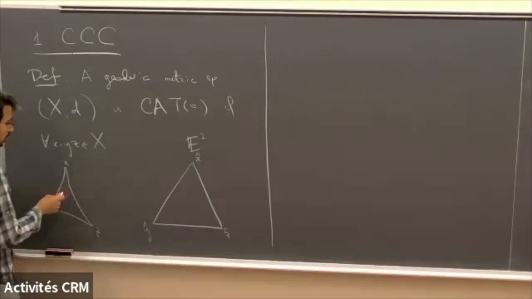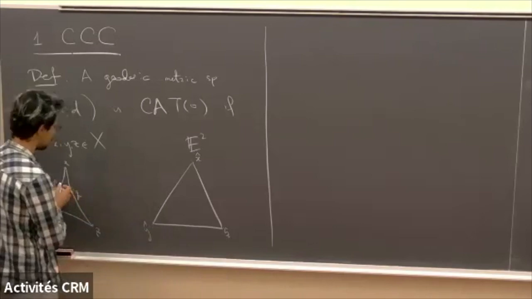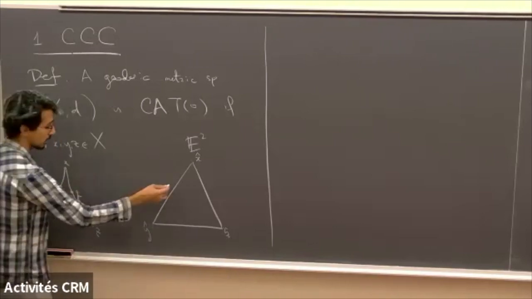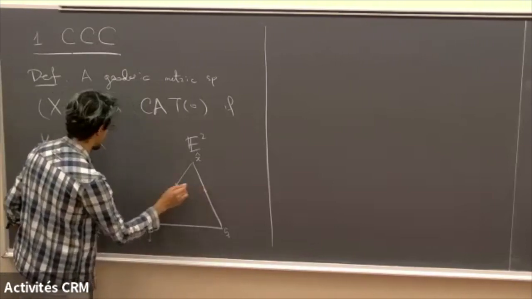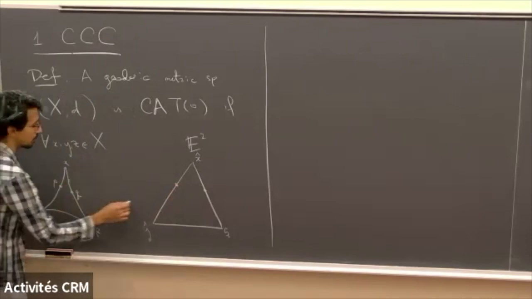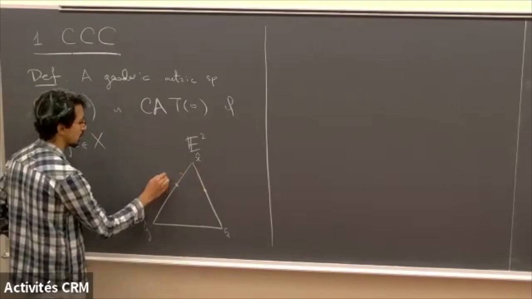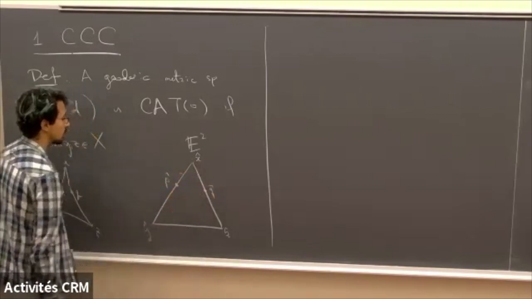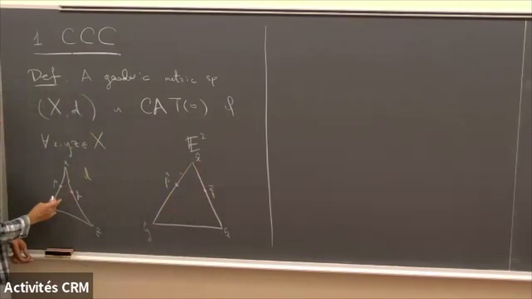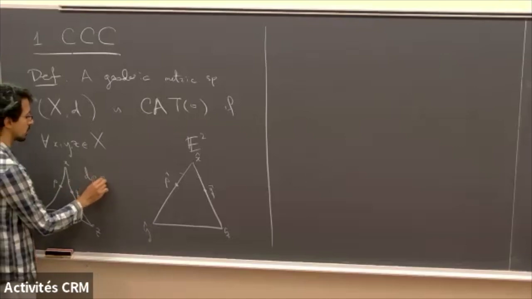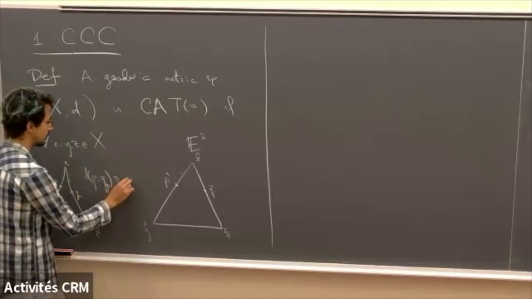And what is the condition? The condition is that whenever I take 2 points on this triangle, let's say P and Q, then I can choose points on the comparison triangle that have the same distance from x hat. Okay, so this will be maybe P hat and Q hat. And the condition is that the distances here are shorter than the distances in the comparison triangle.